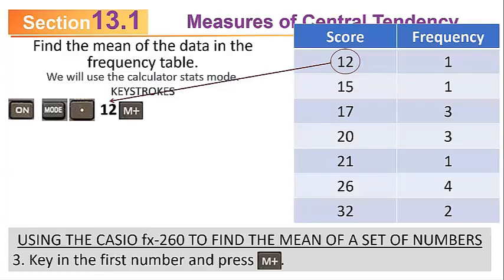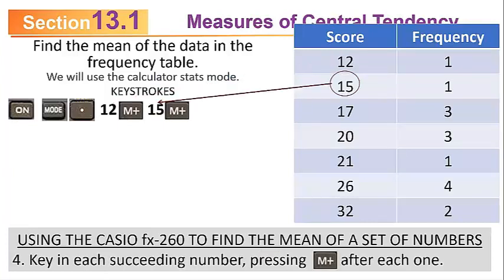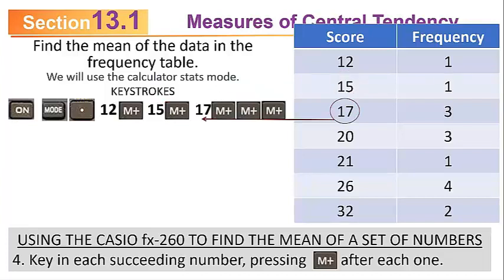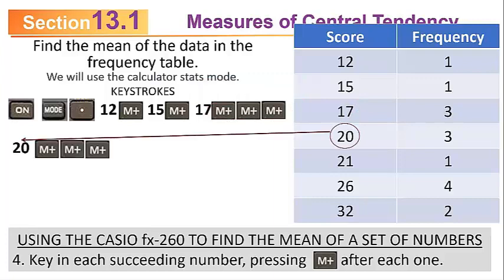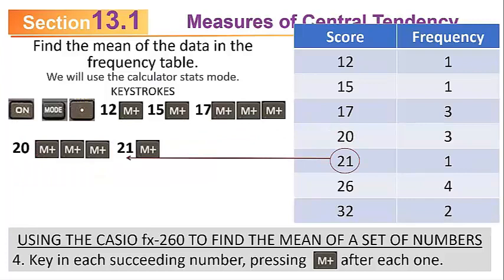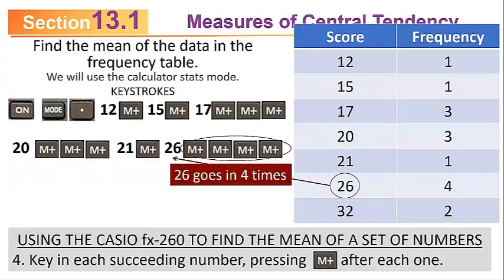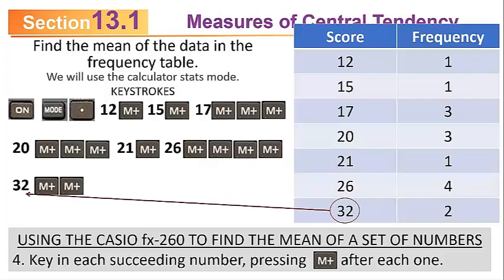There's one 12, so you do 12 M plus. There's one 15, so you do 15 M plus. But there are 3 17s, so you type 17 and hit M plus 3 times. Then you go to 20. There are 3 of those, so you type in 20 and then hit M plus 3 times again. Then you go down to 21. There's only 1 of those, so you press M plus once. Then you go to 26. There are 4 of those, so after you type in 26, you hit M plus 4 times. Then you go to 32. There are 2 of those, so after you type in 32, you hit M plus twice.